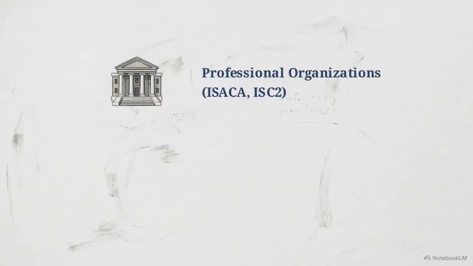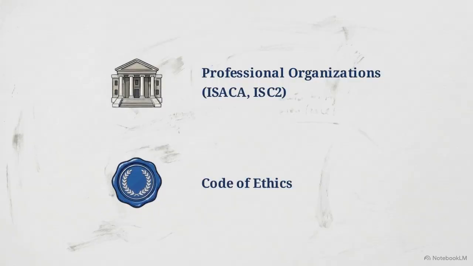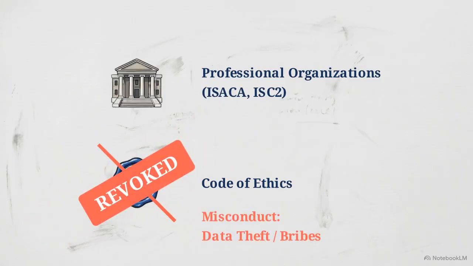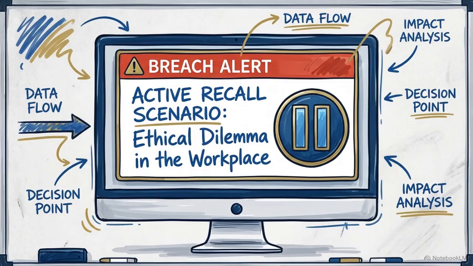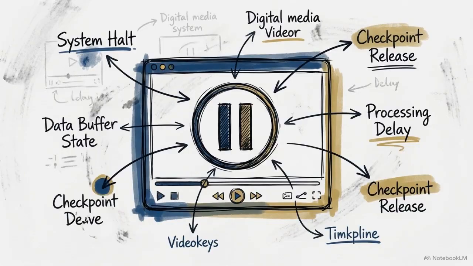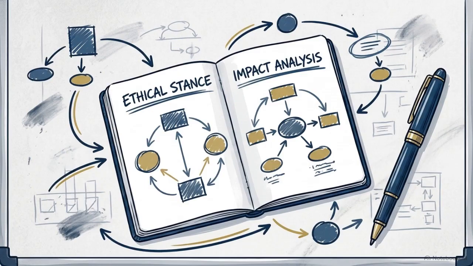Many professional organizations, such as ISACA and ISC2, enforce these standards through codes of ethics. Misconduct, such as data theft or accepting bribes, can lead to your professional certifications being suspended or revoked. Consider this scenario. Your manager orders you to hide forensic findings because they prove the company's poor security practices led to a massive data breach. Pause the video here, refer to the codes of ethics we've discussed, and write down your professional obligations in this situation and the potential consequences if you follow the manager's order.